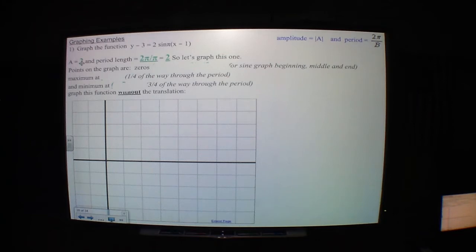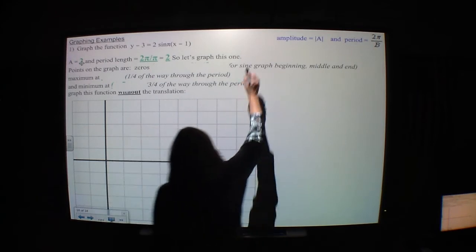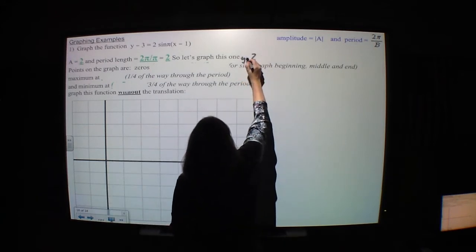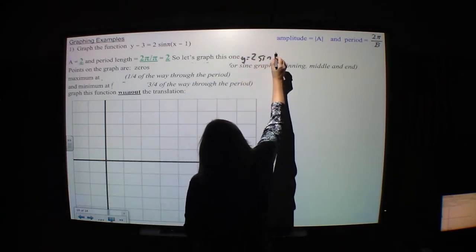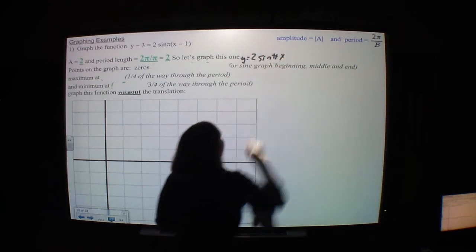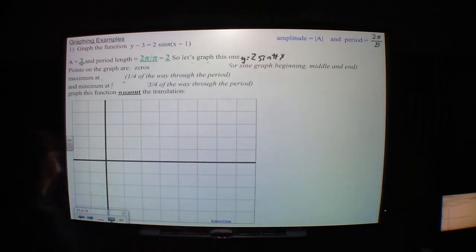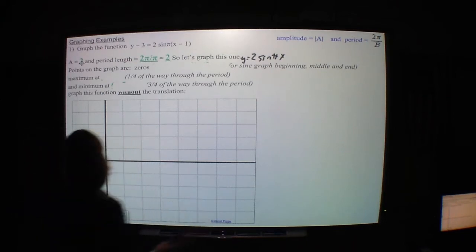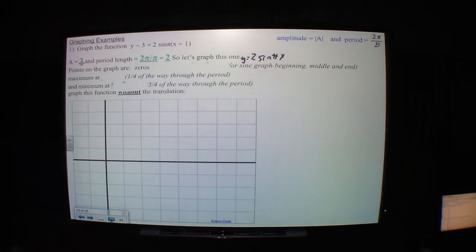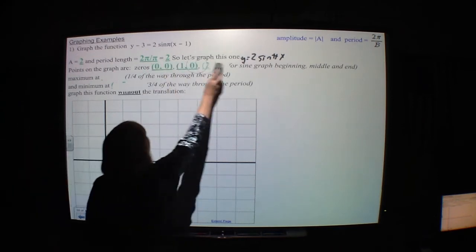So I would start by just graphing that. I would graph just y is equal to 2 sine of pi x first. So that's what you start with. And then after you graph that, then I would do my movement. So the zeros, it's a sine graph, beginning, middle, and end.